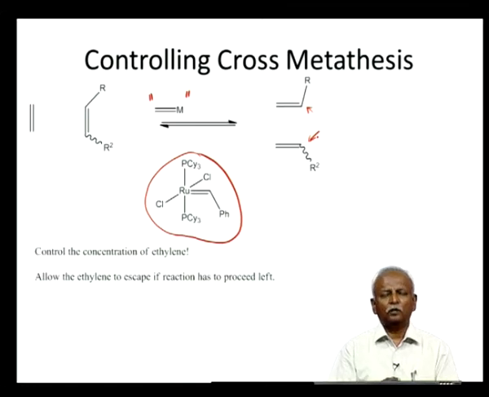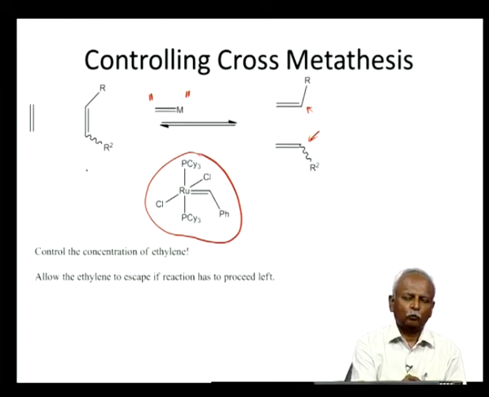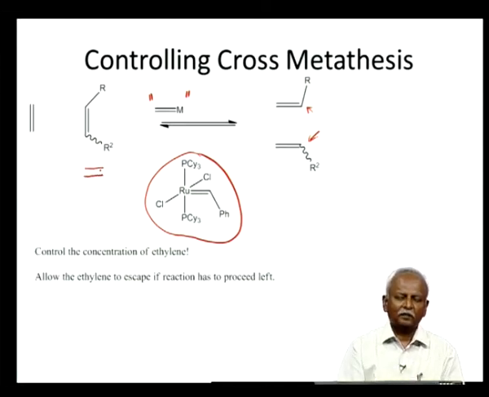If you want to control this reaction in such a way that I want to make only the alkene which is pictured here, I can push this reaction to the left very simply by allowing the ethylene to escape from the reaction mixture. So, Le Chatelier's principle will be operating, and one would go from the right side of this reaction to the left side, and ethylene would be allowed to escape.